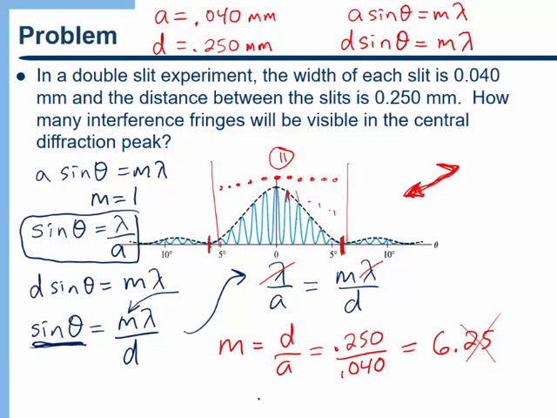And so what I found is that I got 1, 2, 3, 4, 5, 6 dots to the right-hand side. But then, of course, I also got 1, 2, 3, 4, 5, 6 to the other side. And then the common mistake in this problem is to forget the zeroth order, the center dot. So I get 6 plus 6 plus 1, and so my answer is 13. So we would have 13 bright interference dots within that central diffraction peak.